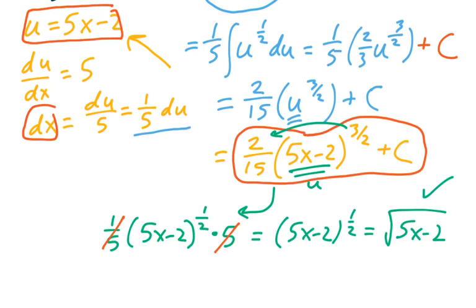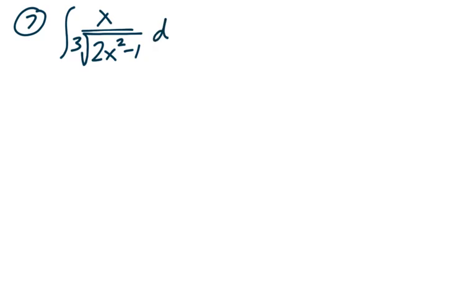All right, can we try number 7 next? Feel free to pause the video anytime if you want to take a break, or try number 7 on your own and then come back here to double check it. Number 7 is the integral of x over the cube root of 2x squared minus 1 dx on the outside.